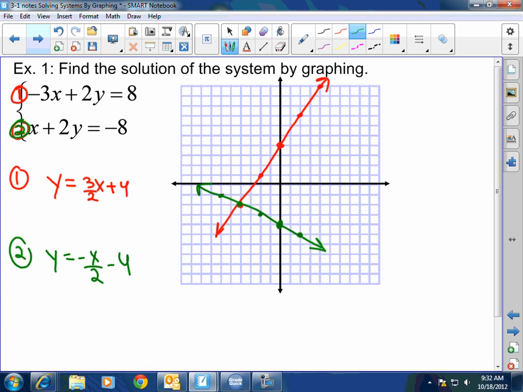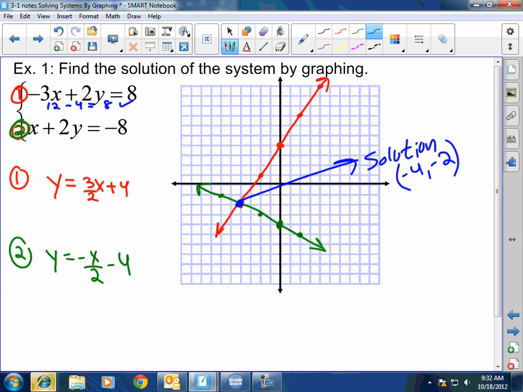Guys? Okay, so my solution is the point of intersection. So that's going to be negative 4, negative 2. Now let's prove that we are right. X is negative 4, so that would be 12 minus 4 does equal 8. And then x is negative 4, so negative 4 minus 4 does equal negative 8, and you know you're right. Does that make sense, guys?